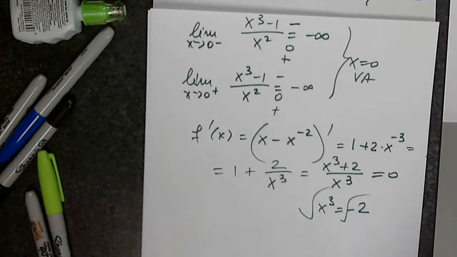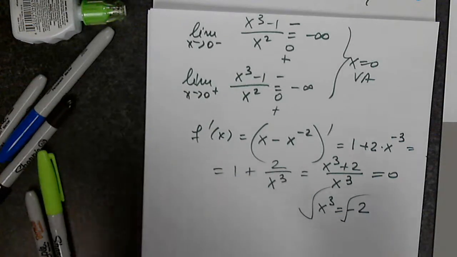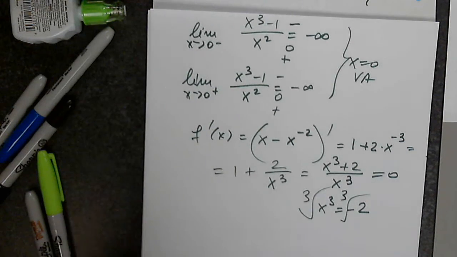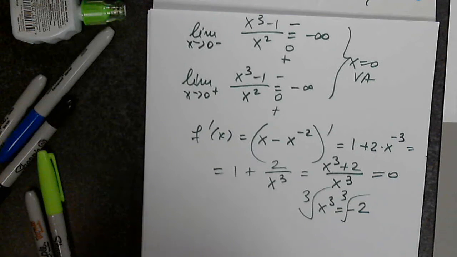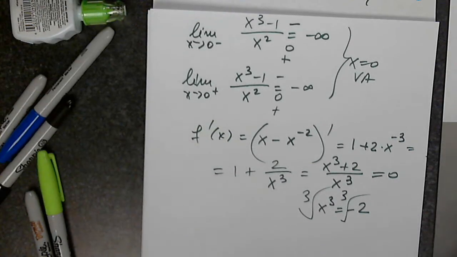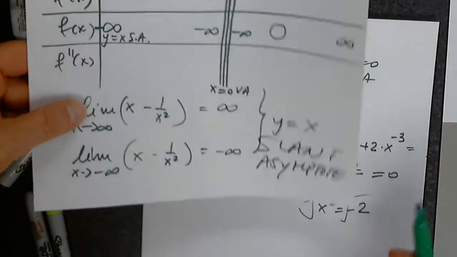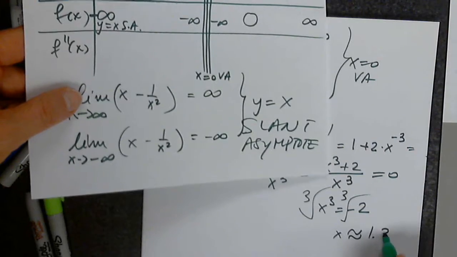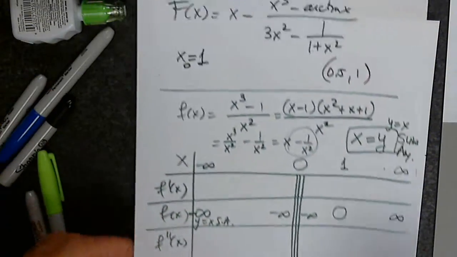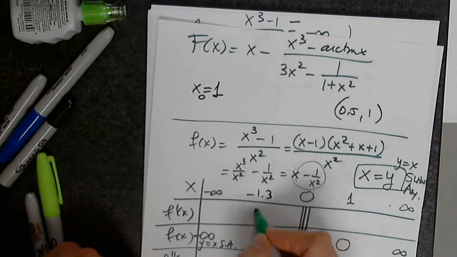So I have to take the cube root. I don't know what the cube root of negative 2 is. So negative 2 raised to the power 1 divided by 3. It's negative 1.3. So x is approximately negative 1.3.